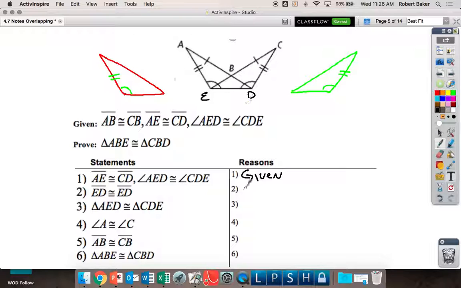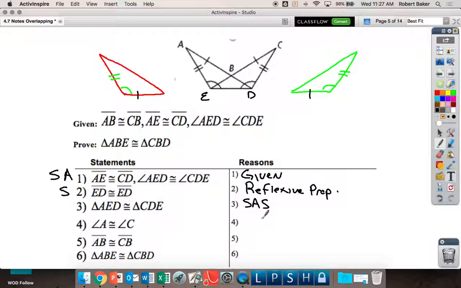So ED. It says ED is congruent to ED. The reflexive property. So now I have this side is congruent to this side. Do you see a side angle side? I have a side and an angle and a side. That is the side angle side shortcut. So why are these two triangles congruent? Side angle side. Given. Side angle side.